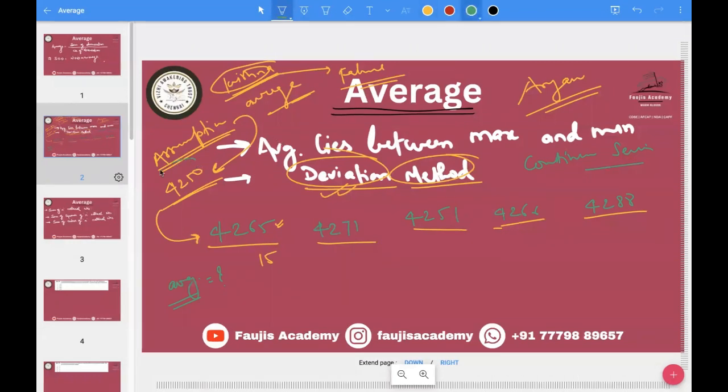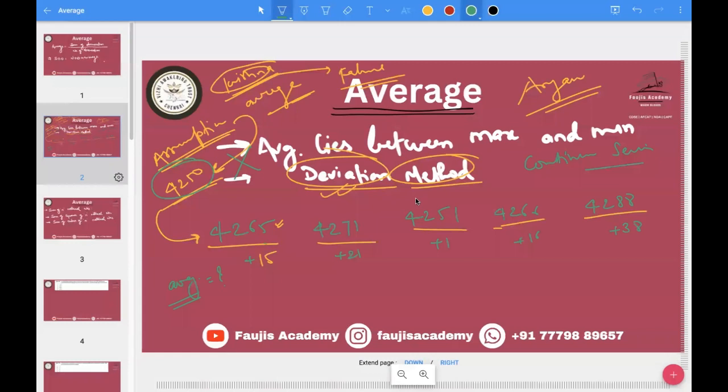4250 is the assumed mean that we have assumed, which is essentially wrong, because it cannot be this number, but this is an assumed average. So we'll get a different number and we'll get a correct number. We'll see how. So the deviation is 15. And this deviation is how much? Plus 21, plus 1, plus 16, plus 38.